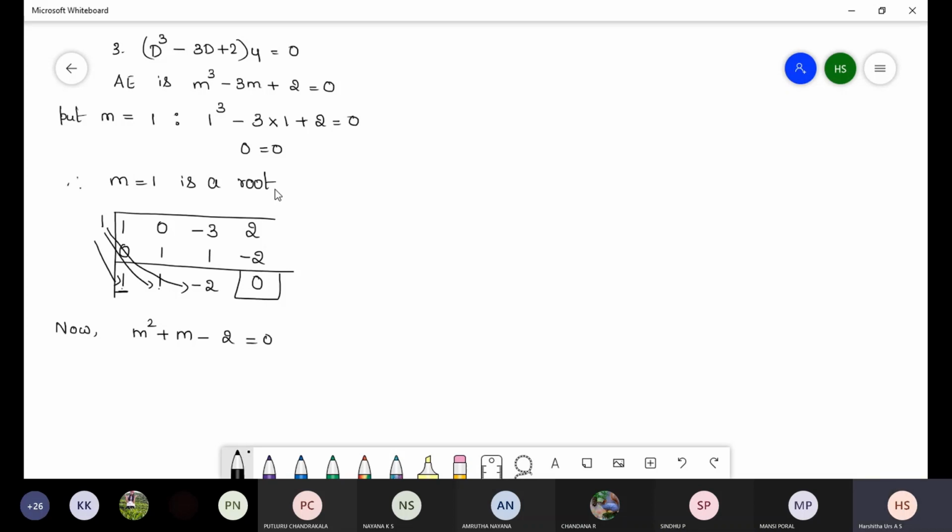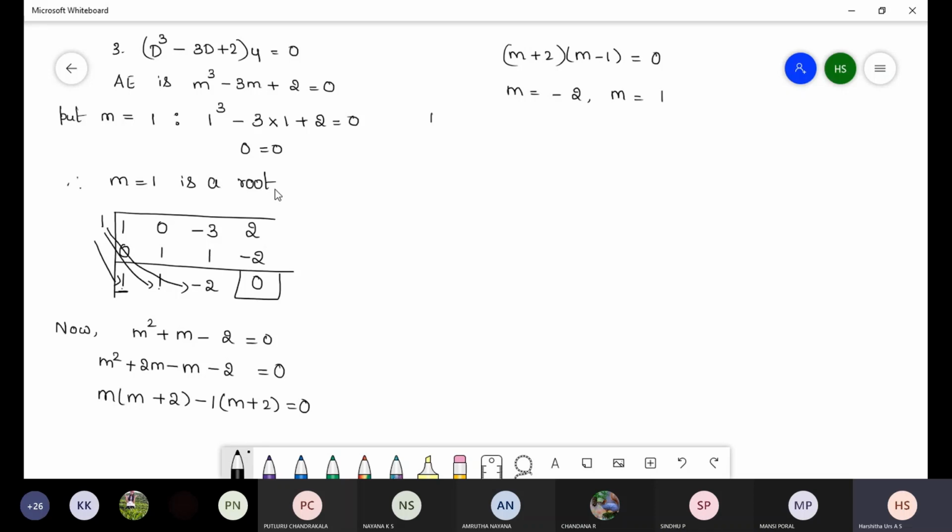So finding the factorization, m square plus 2m minus m minus 2 is equal to 0. So take out m as a common, m into m plus 2 minus 1 in this 2. So we get m plus 2 is equal to 0. So m plus 2 into m minus 1 is equal to 0. So m is equal to minus 2 is one root and m is equal to 1 is one root.